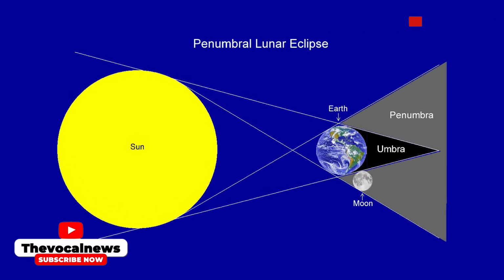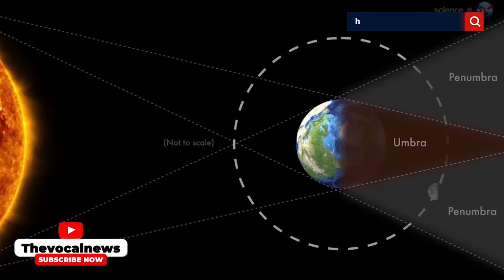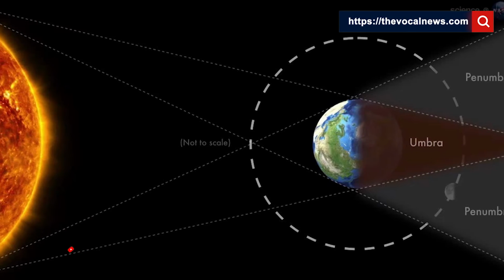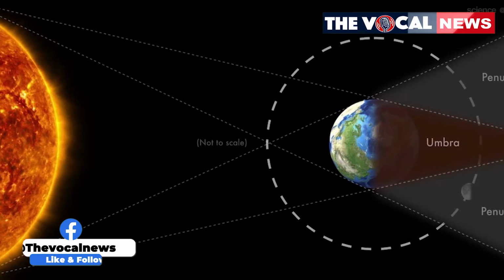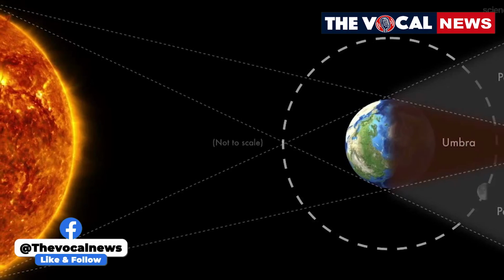So in case of a penumbral lunar eclipse, the Earth doesn't completely block the sunlight for the moon because the sun, the Earth and the moon are imperfectly aligned.